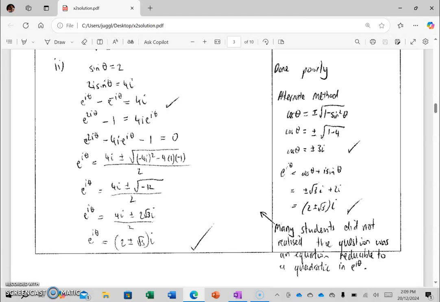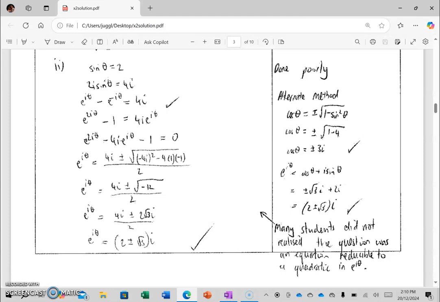Now, that was the first mark. A lot of people didn't realize what to do from there and had a bit of trouble. So the trick was to multiply everything by e to the i theta on both sides of the equation. You get an equation reducible to a quadratic in e to the i theta. Then you solve it like a normal quadratic, and the final answer was 2 plus or minus root 3 i.